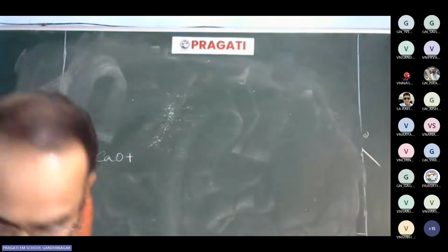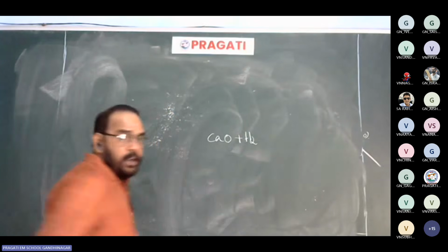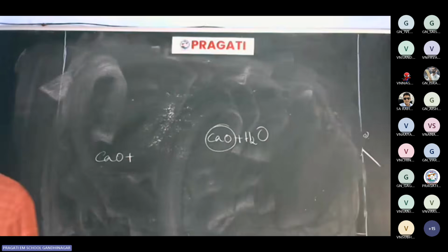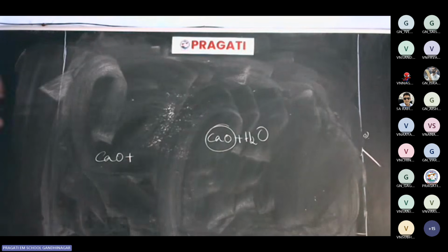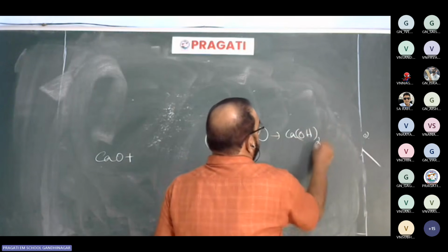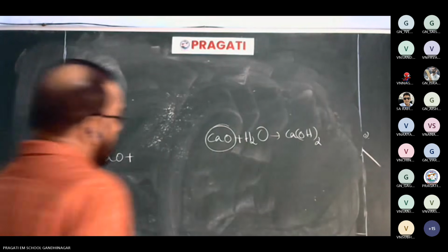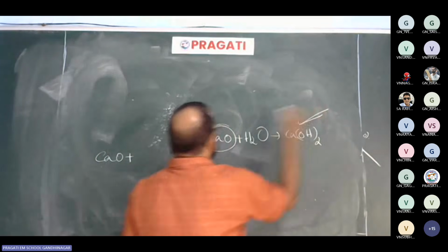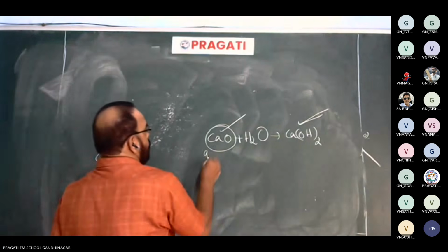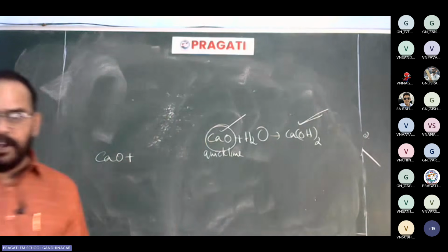The substance we are using is calcium oxide, but we are not using calcium oxide directly. Calcium oxide is mixed with water, and you will get Ca(OH)2. So this substance we are using here for whitewashing. So the substance means CaO is what we are using for whitewashing.